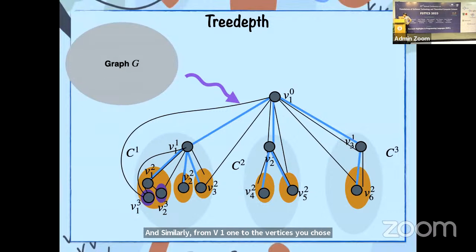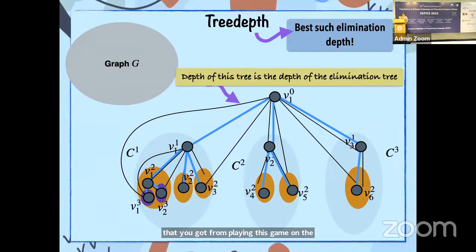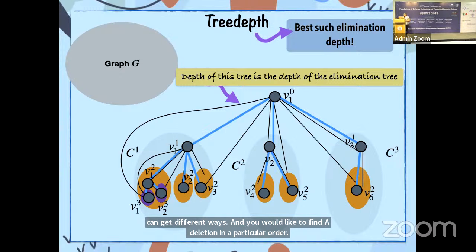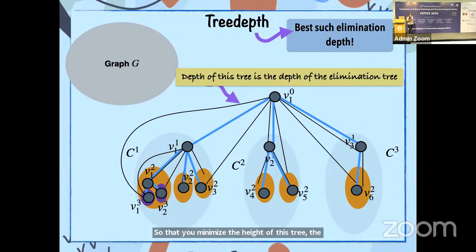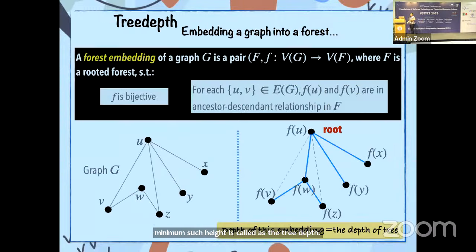Okay. So, what is the tree depth of this game? So here you got a tree-like structure in this form, and the depth of this elimination tree that you got from playing this game on the graph is the same as the depth of the tree that you got, okay? And the tree depth is the best such depth that you can achieve by playing this game on a graph. So note that based on the choice of the vertices, you can get different trees, and you would like to find a deletion in a particular order so that you minimize the height of this tree. The minimum such height is called the tree depth. Okay. An alternate way to view this is what you saw in the first talk, which is fix your graph, and fix also a tree.